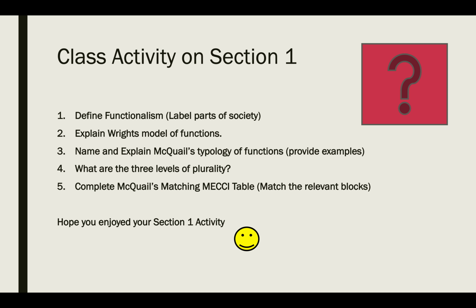Can you define functionalism and label maybe parts of society? Could you explain Wright's model of functions? Could you explain McQuail's typology of functions and provide examples? And what are the 3 levels of polarity?